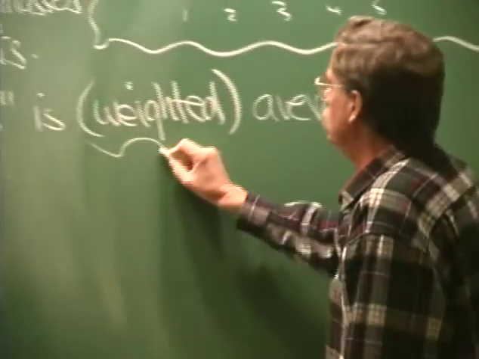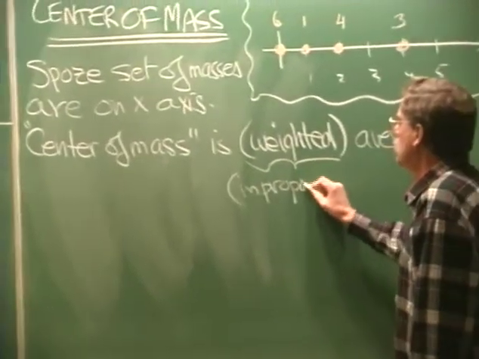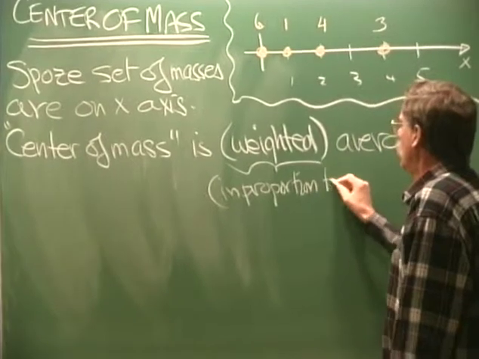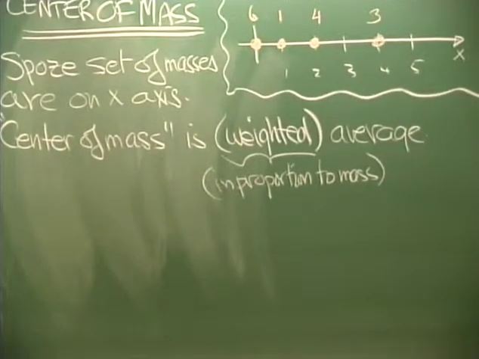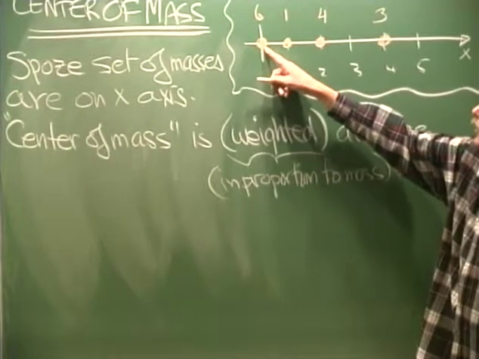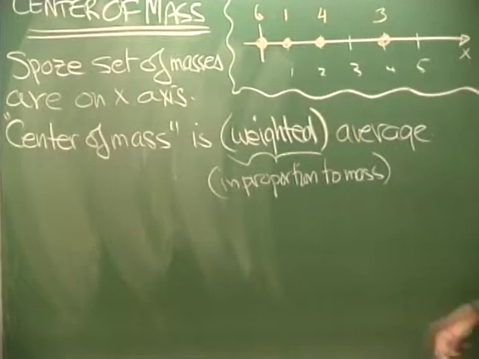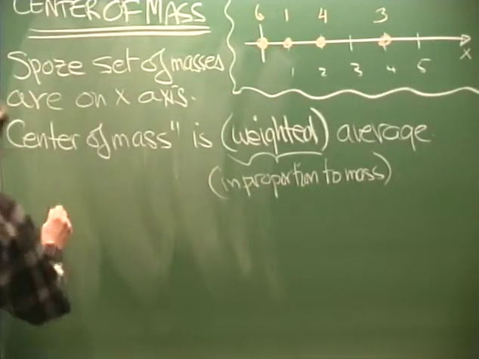Weighted in proportion to its mass. So this one, the 6 kilogram, is going to count a lot in this. The 1 kilogram is not going to count as much. How would I write down that formula?